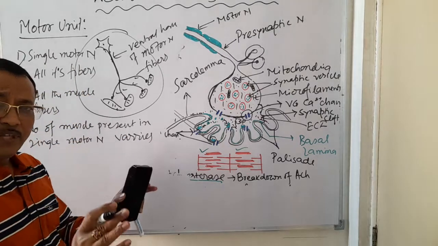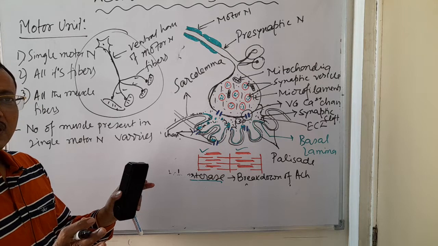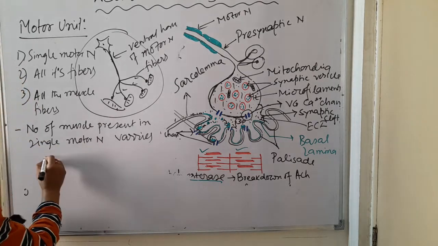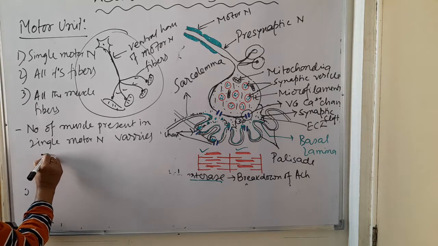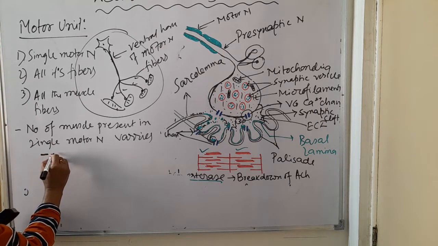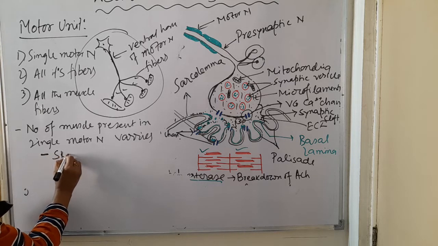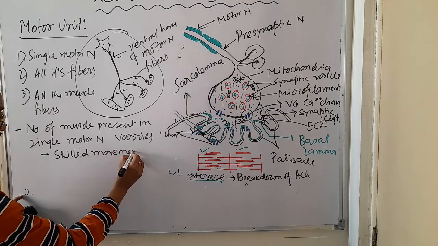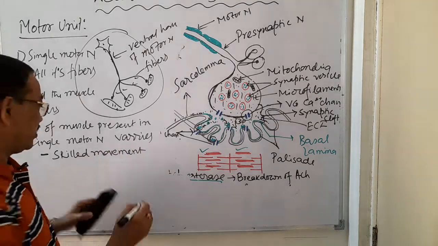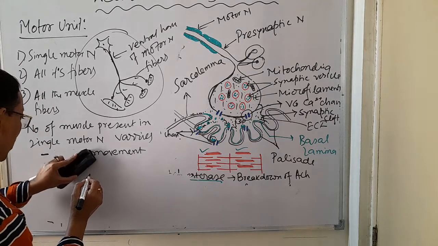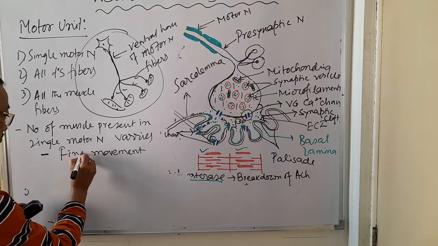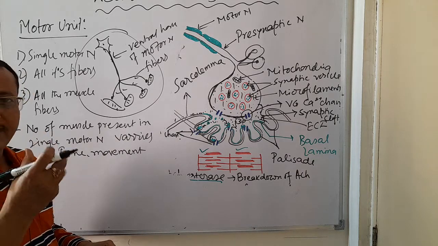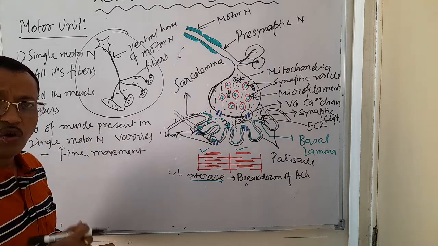The number of muscle fibers in a motor neuron is very few in case of muscles which are responsible for skilled movement, for the fine movement. For the fine movements, for example, the pharyngeal muscles movement, laryngeal muscles movement, the extraocular muscles movement.